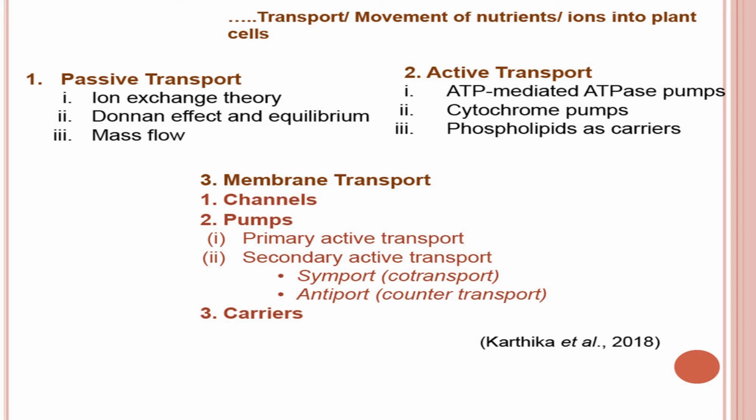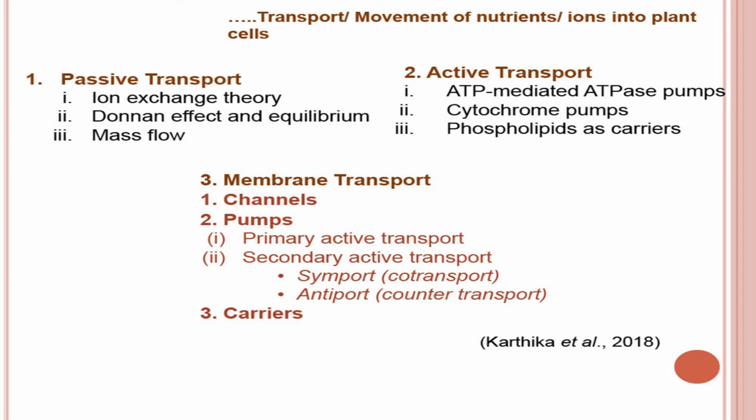In active transport, there are three different mechanisms. One is ATP mediated ATPase pumps, cytochrome pumps and phospholipids as carrier. And the third one and important one is membrane transport. So, membrane transport is by three different means. One is channels, number two is pumps and number three is carriers.